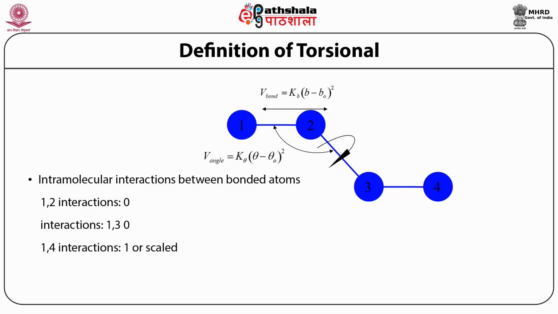Sometimes it is used as 1, which is a fully unscaled function, depicted on the right hand side by k torsion constant times 1 plus cos n phi minus delta, where n, which we will come to in the next slide, can vary depending on the bond. If it is a single bond between 2 carbons, it might have 3 minima, and it will be shown later. Delta is just a phase angle, a small phase angle used in torsion measurement.